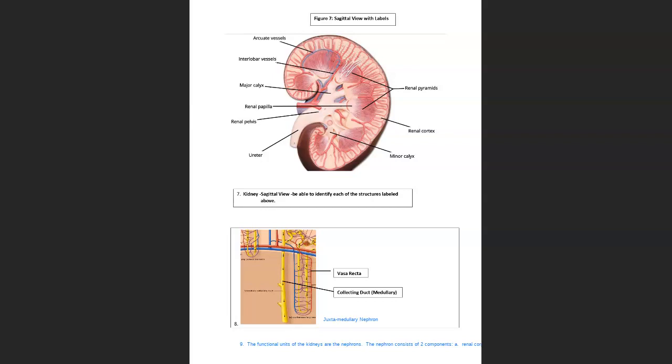And then the second part is the nephron loop. It's called the loop of Henle, both the descending and ascending limbs. And then the third part is the distal tubule.